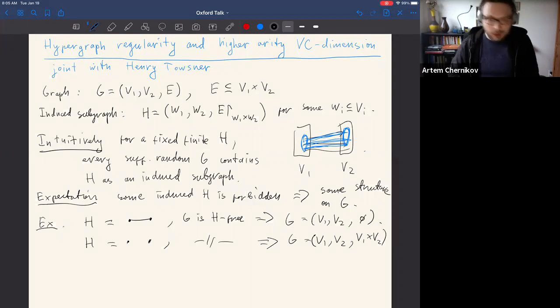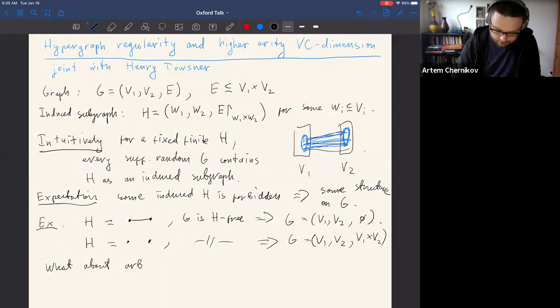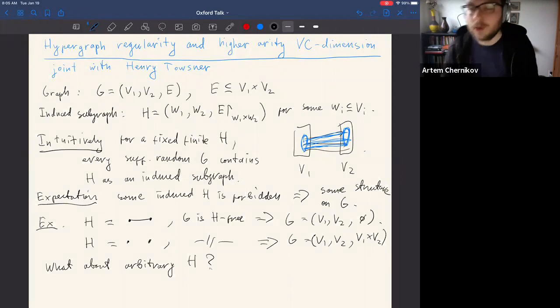And what we would like to understand is what happens when H is arbitrary. Okay, so is there some structural decomposition of G which can be established assuming that G omits a fixed induced subgraph H, but without knowing anything in advance about H? So of course, note that H in this case is bipartite, right? As all the graphs I'm considering for now.